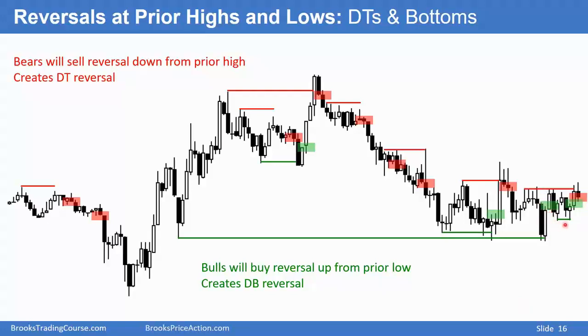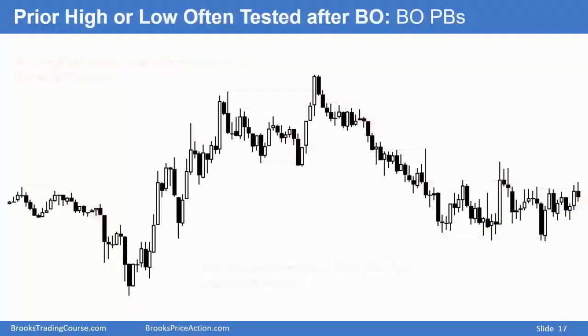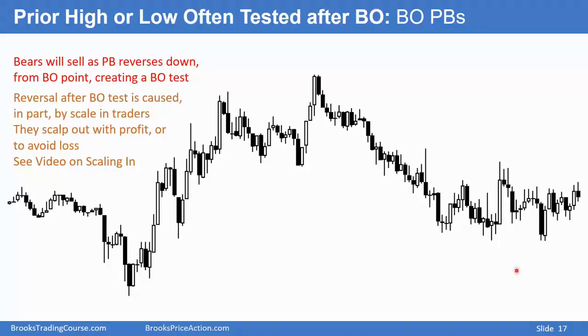The market reversed up here. Now it has a micro double bottom, a pair of good-looking bull bars. Traders will buy above the high of the bar here or above this high and get filled right there. Traders are looking for breakout tests all the time. For example, in a bear trend, if there's a breakout, traders will watch to see what happens if there's a rally back to the breakout point. If the trend resumes down, traders will sell. It's a breakout test.